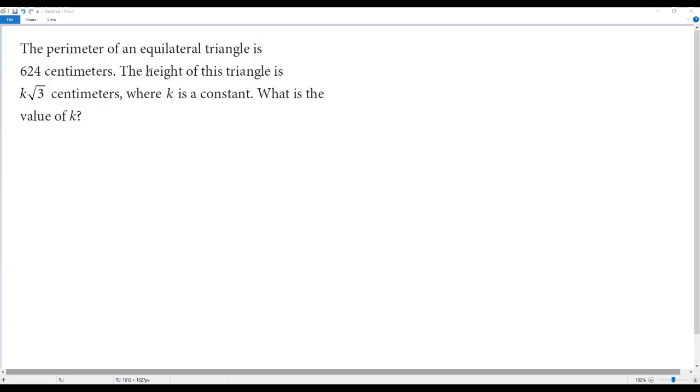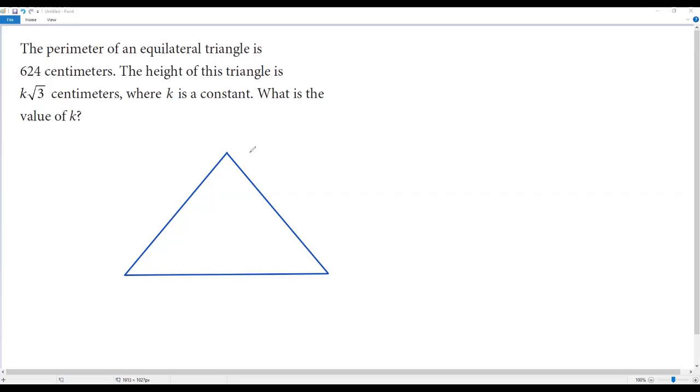Okay, first let me draw an equilateral triangle. Here I have drawn an equilateral triangle. Let me name the vertices. Let me assume this is vertex A, this is vertex B, and this is vertex C. Since this is an equilateral triangle, the length of each side must be the same. So I assume the length of side BC is x, then the length of side AC also must be x, then AB also must be x, because in an equilateral triangle all the sides have equal length.